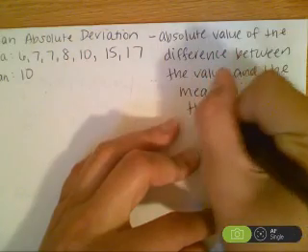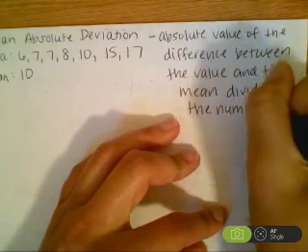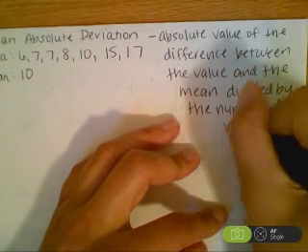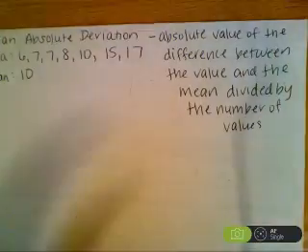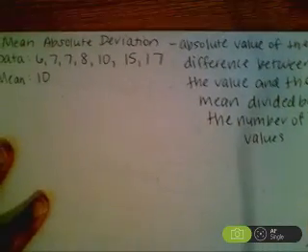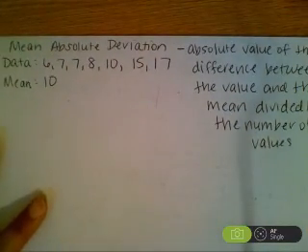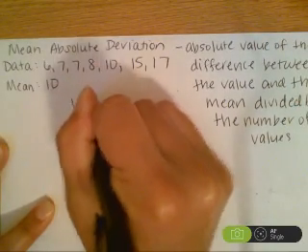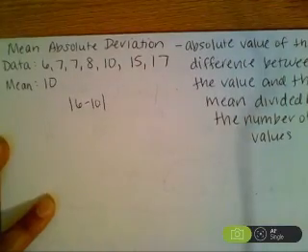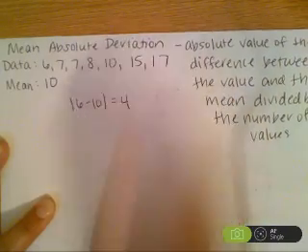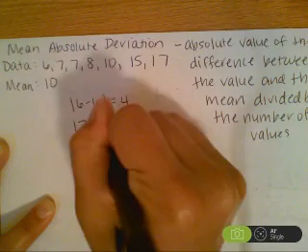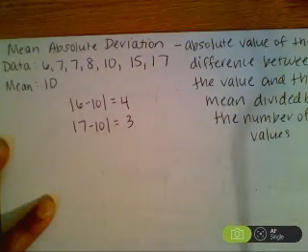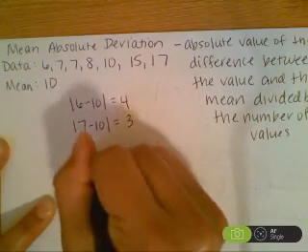Now, if we were to calculate the mean absolute deviation, we are going to start by finding the absolute value of everything. It does not matter which value you write first. So I'm just going to write my first data value first. 6 minus 10 is negative 4. The absolute value of that is just 4. 7 minus 10 is negative 3. The absolute value of that is positive 3.